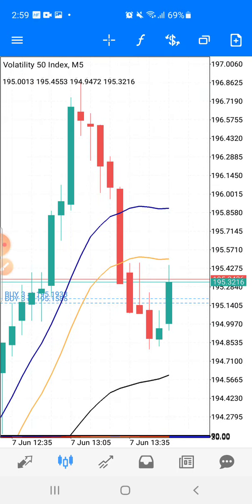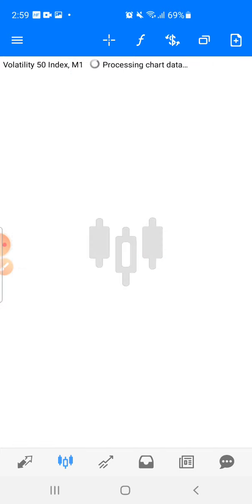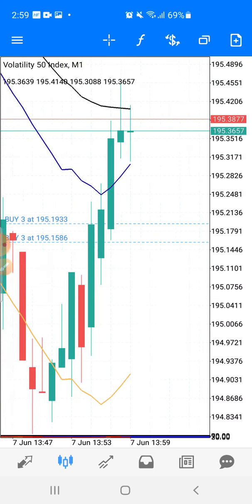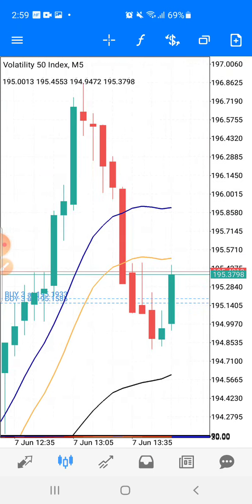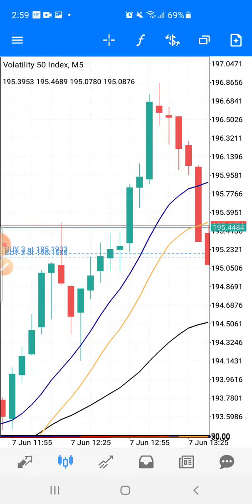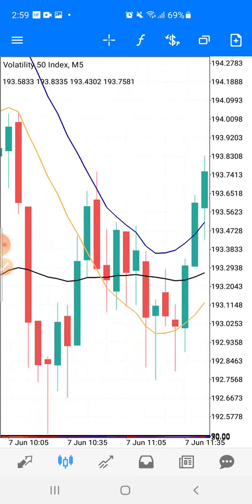So we want to see how it plays out. You can see we are already in profit. Okay, we are in profit already. Let's watch and see how it plays out. So I've shared the setups with you, and let's backtest and see how these things work.